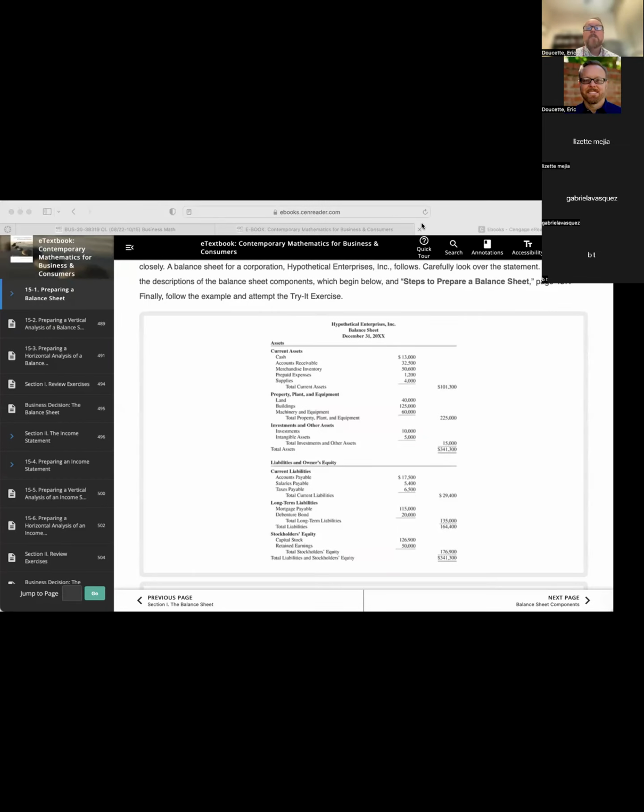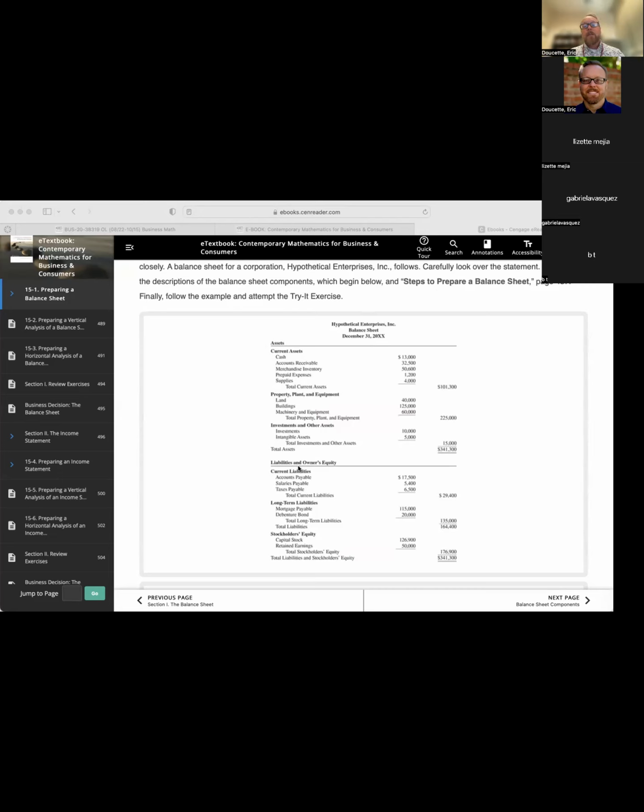All right, the first thing I want to do is just take a quick look at a balance sheet. And this is a hypothetical enterprise. It's a balance sheet for December 31st. But I want you to notice you have assets right here, and then it lists everything that are your assets, to where you have total assets.